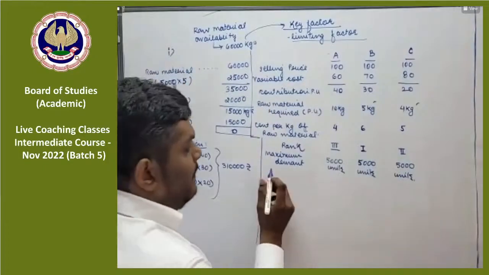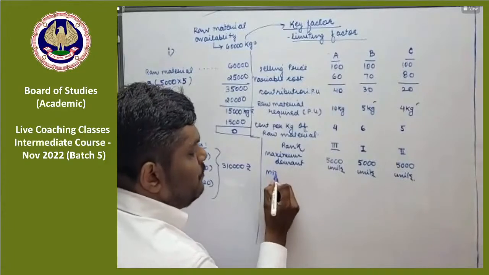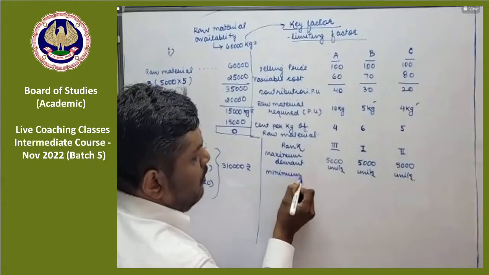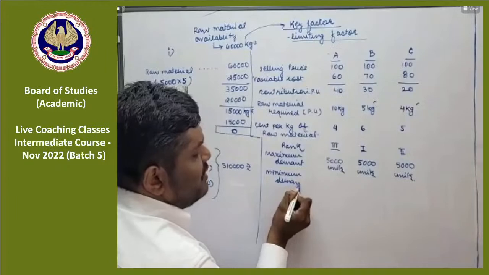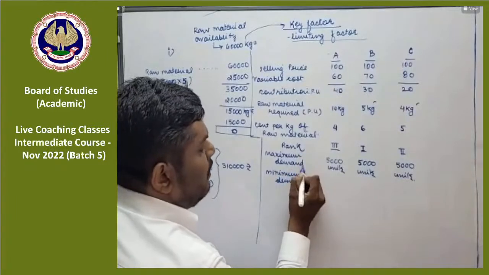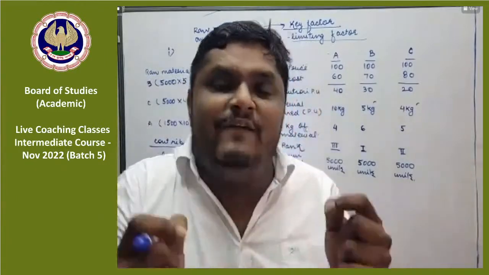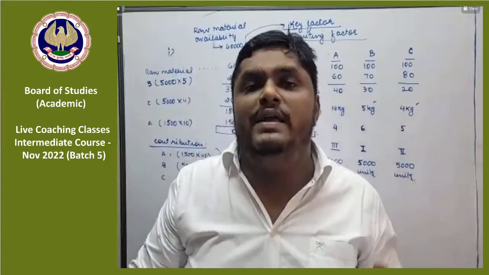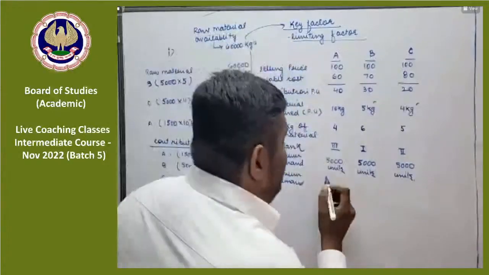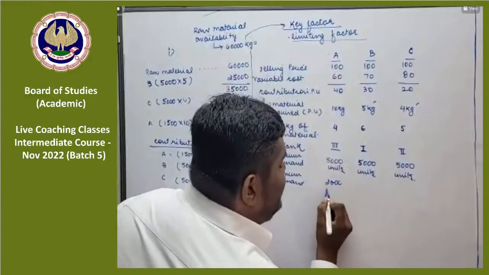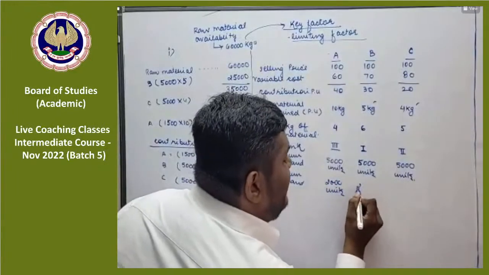Let's say in this question, minimum demand is also given. It means we have to manufacture at least so much quantity. That is, let's say 2,000 units of each and every product we have to manufacture anyhow.